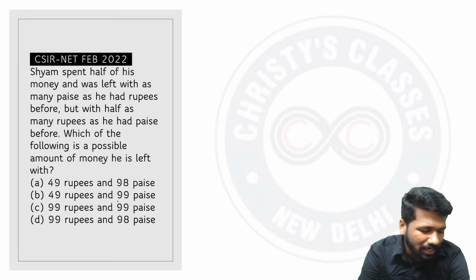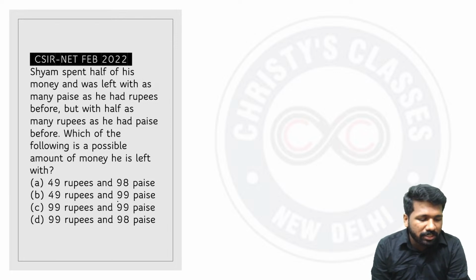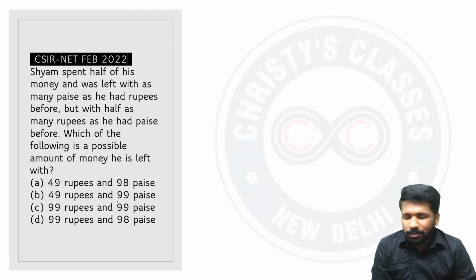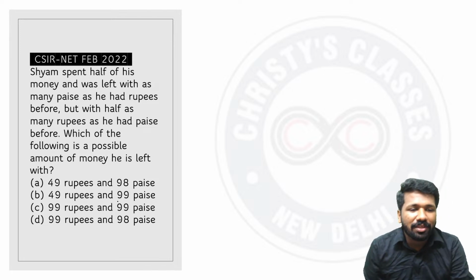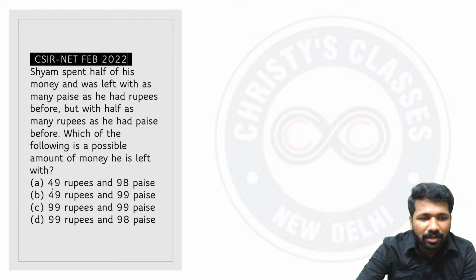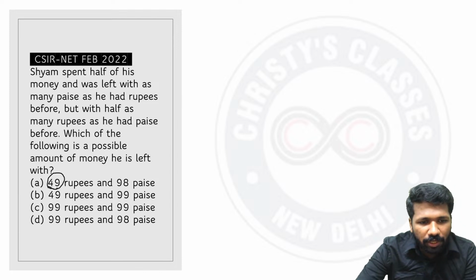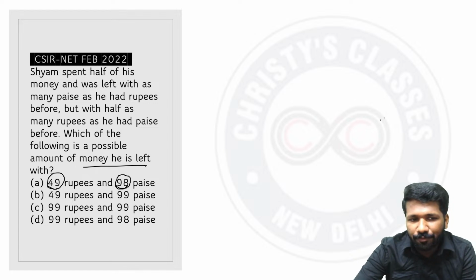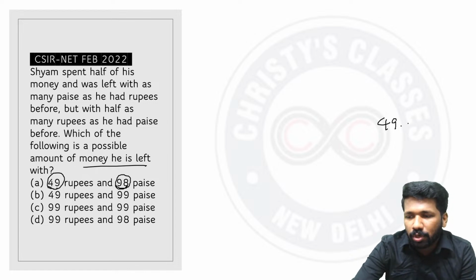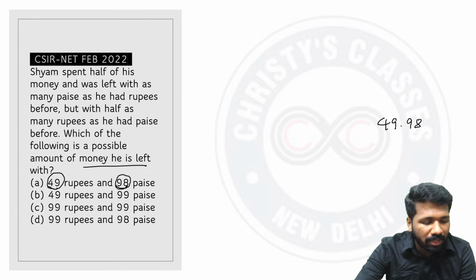So this question actually is a little tricky, because here understanding the meaning of the question itself is difficult. That is why you can use the options to understand the meaning of the question. You will understand the meaning of the question easily with the options. If the first option is the answer, 49 rupees 98 paise is the money he is left with. That means finally, like the previous question, 200 rupees he was left with. Finally 49 rupees 98 paise he is left with.